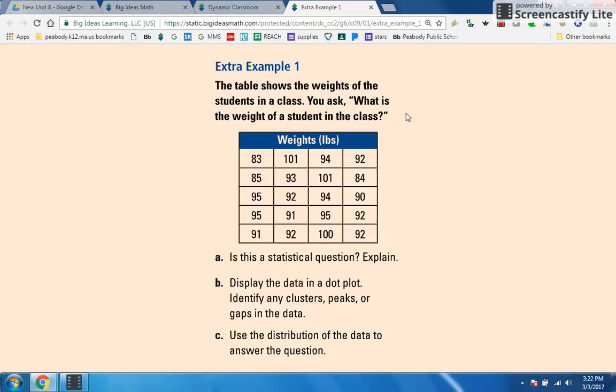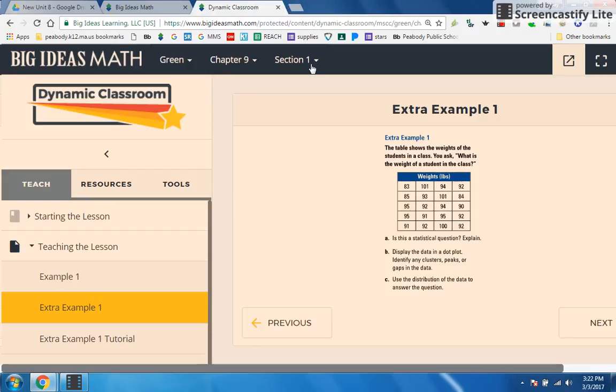Then you want to do your dot plot. So you have to find the smallest number in the data and the biggest number and draw a number line with every single one from smallest to biggest. And then you're going to put a dot or an X over these numbers every time you see them. After you do that, I want you to identify clusters, peaks, or gaps. So clusters, again, is where most of the dots are. Peaks would be the one that has the highest amount of dots, or X's. And gaps are the spaces where there are no dots or X's. After, you want to answer the question, what is the weight of the student in the class? So you want to pick the one that has the most. So the peak pretty much answers that question. So I'm going to have you pause and try that one.